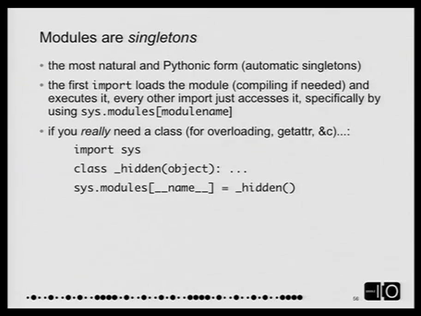It's important to notice that modules are singletons. They are the most natural and Pythonic form of singletons. They're automatic singletons. What does it mean? It means that if you import a module more than once, the first import is treated very differently from all the following ones. The first import finds the module somewhere, loads it, compiles it on the fly if needed, or takes the compiled form, executes the body of the module so the module object is properly populated, and places the module in a system directory known as sys.modules.